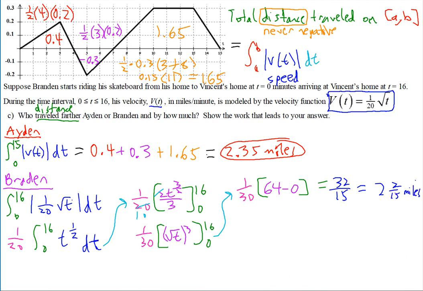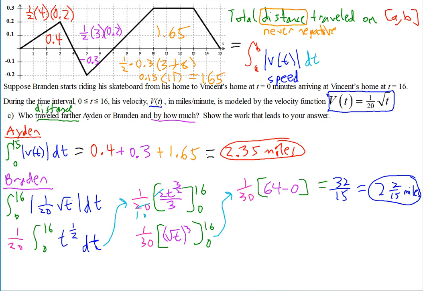So you can probably tell which one's bigger right now. 0.35 is bigger than 2 15ths, because this one's a little bigger than a third, which would be 0.333 forever, and 2 15ths is less than a third, because a third would be 5 15ths. All right, so we can see that Aiden actually traveled farther, but it also says by how much. So to get that part, we just have to subtract these two.